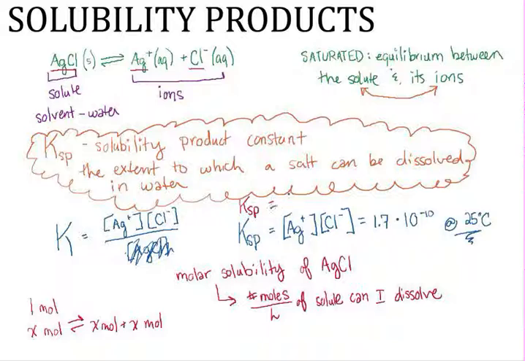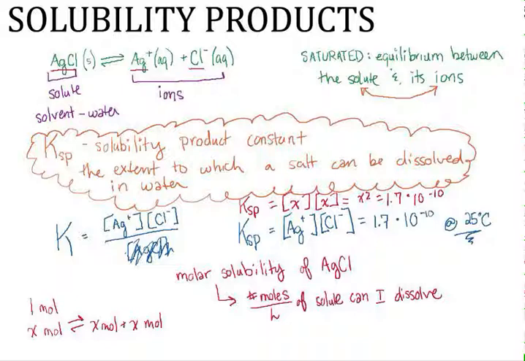So in other words, if I were going to plug those quantities in over here, you'd essentially be saying KSP equals x times x, or consolidated, x squared equals 1.7 times 10 to the negative 10th, right? And then from there, we're just going to want to do a little basic calculation.